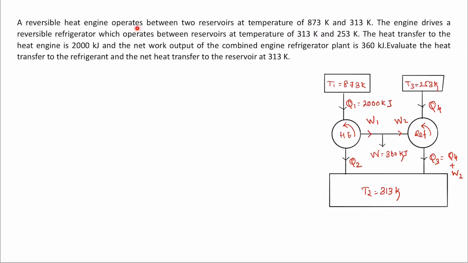A reversible heat engine operates between two reservoirs at temperatures of 873 Kelvin and 313 Kelvin. That is, a heat engine is working between two temperature reservoirs T1 and T2 of 873 Kelvin and 313 Kelvin. The engine drives a reversible refrigerator which operates between reservoirs at temperatures of 313 Kelvin and 253 Kelvin.